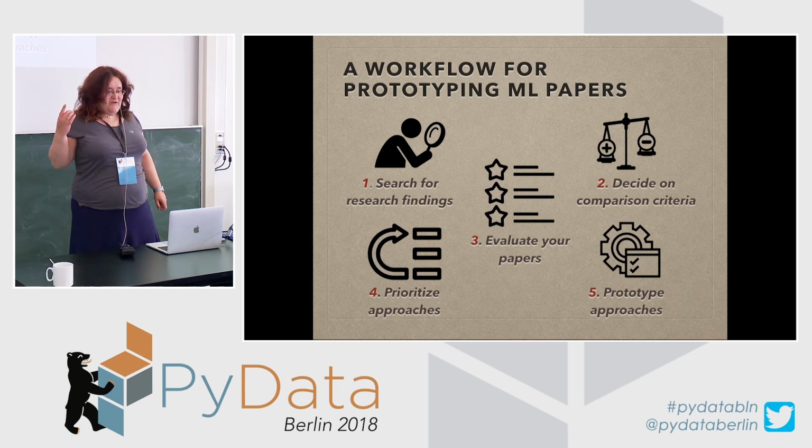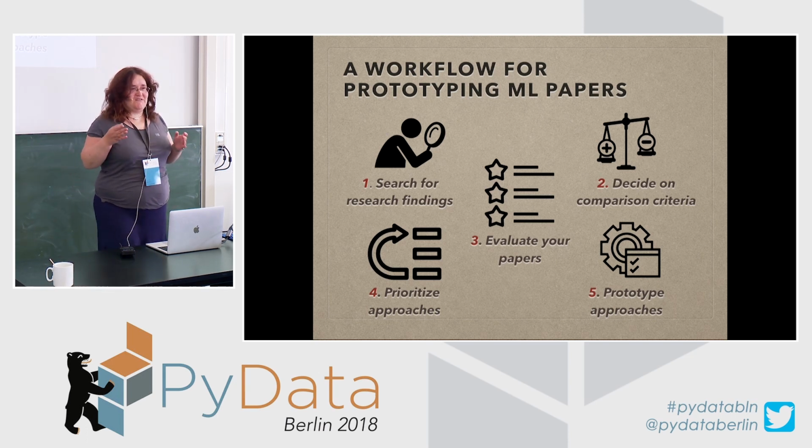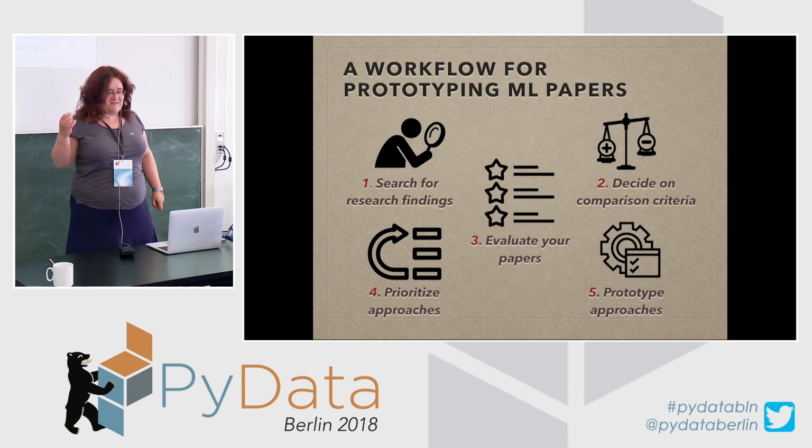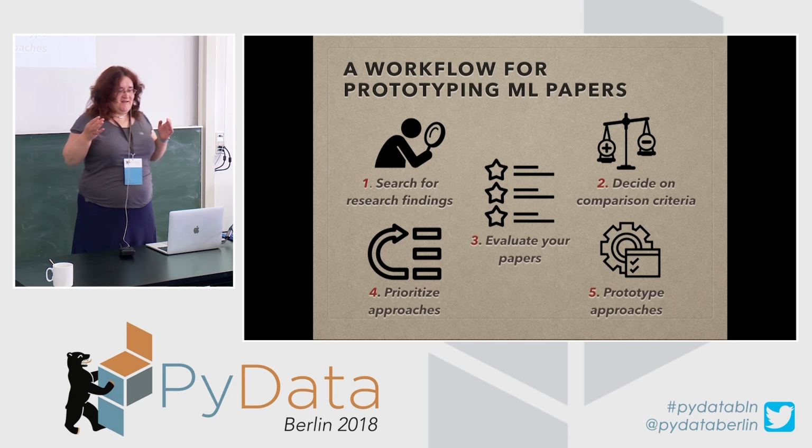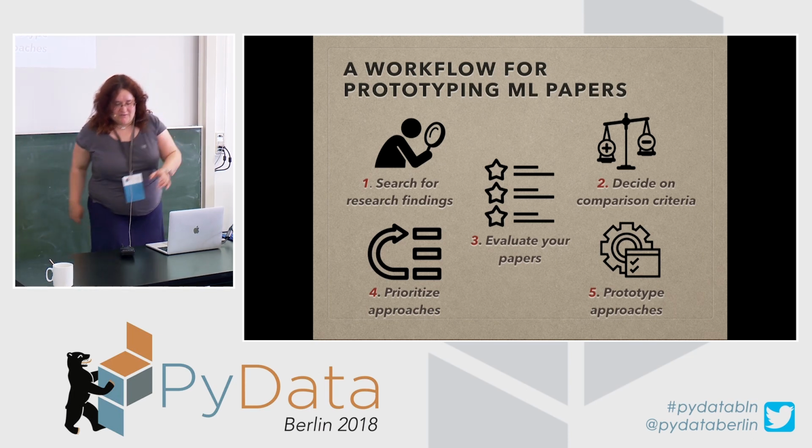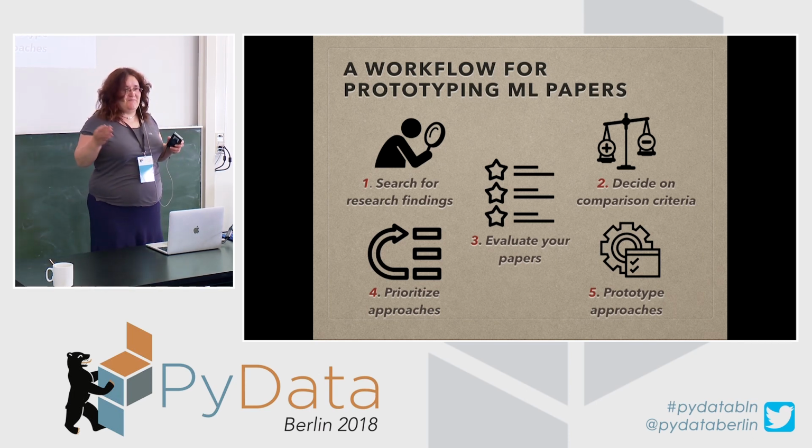And the first step in this workflow is to look for research findings. That's the obvious starting point, because you need to start with something. Then once you have a pile of papers, or at least a list of papers, figure out which ones are the right ones for you based on the criteria. In this step, you just define which criteria make a good paper for you. And then the core of the process is evaluating the papers and figuring out which paper, based on the criteria you have, is the best one.